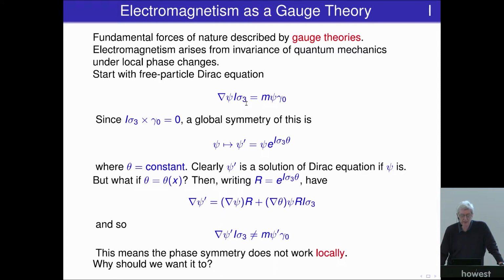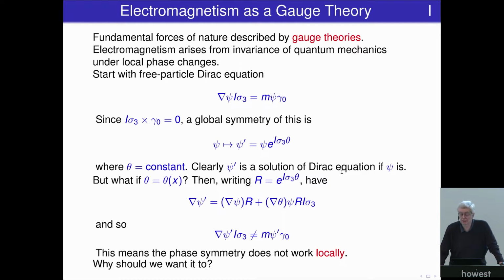And since I sigma 3 and gamma naught commute, you can put an extra I sigma 3 component, let's do it as e to the I sigma 3 theta, through on the right-hand side of this. It can commute through, and you will get a symmetry of the equation. Clearly, if psi dashed is this rotated wave function, rotated by an e to the I sigma 3 theta on the right, then psi dashed is a solution of the same Dirac equation.